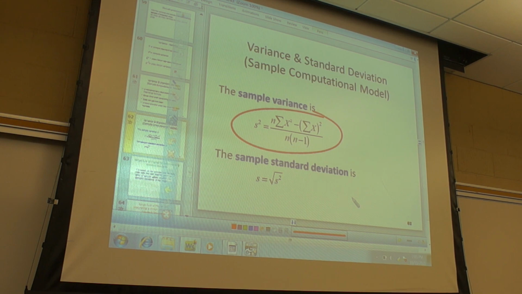All right, good. So let's talk about this a little bit. There's some weird things here, right? N, you guys should be familiar with N. N is your sample size. Everybody good with that part? Yes. This, though, this means that you square x first, then you sum them.